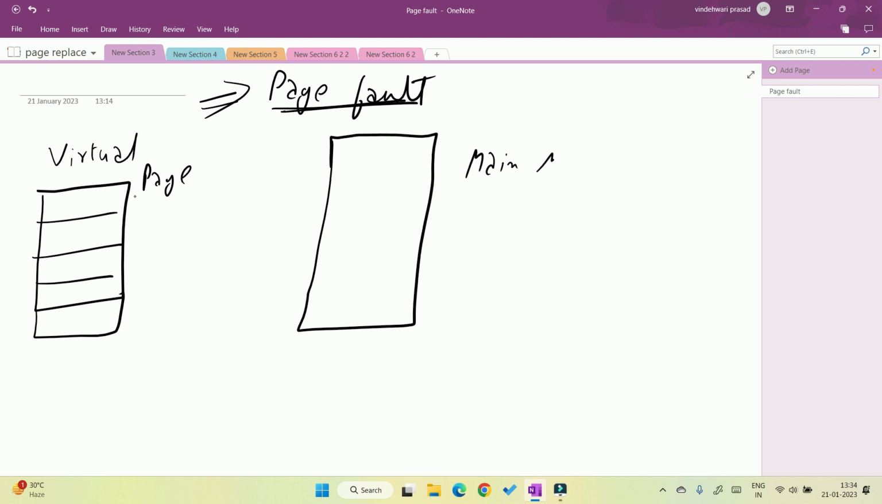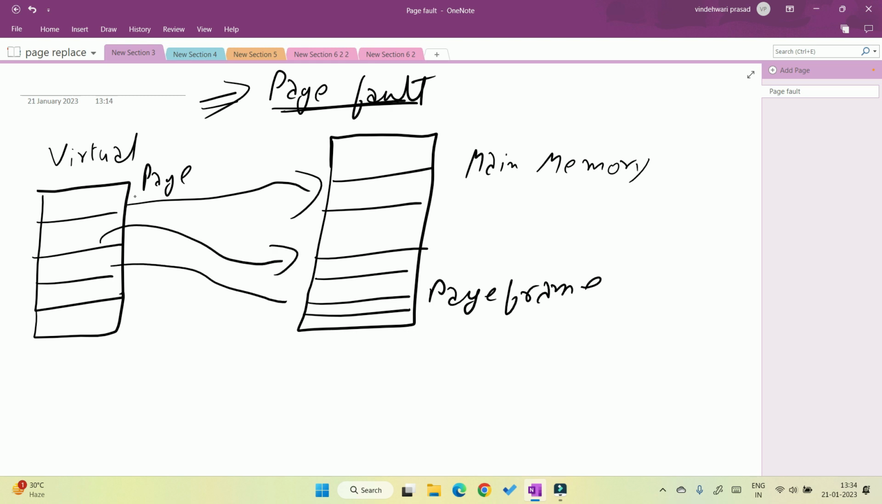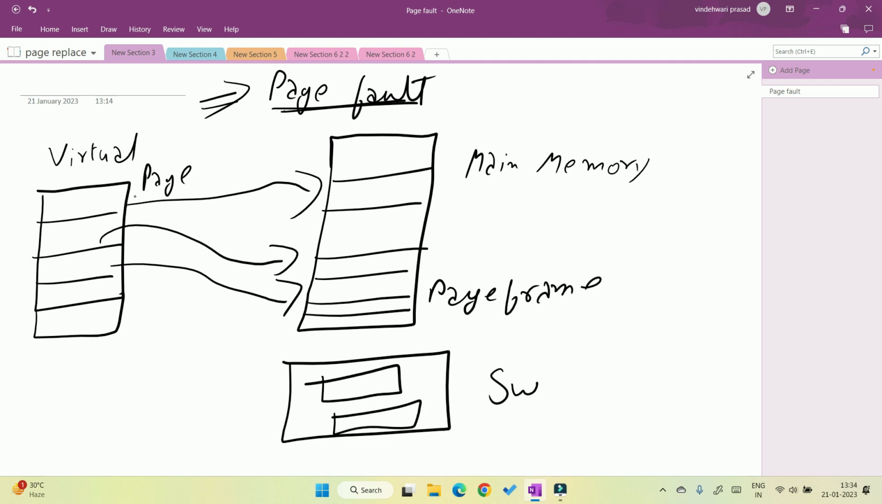But what happens if your main memory does not have space to handle all 5 pages? Suppose it can only handle 3 pages. So there are only 3 page frames to map the pages. Suppose the first page maps to this page frame, second to this, third to this. So what will happen to these two? These two will be mapped to a page frame that is present in the secondary memory, and this is called swap. So these pages will be mapped to the secondary memory. I hope you understand this.